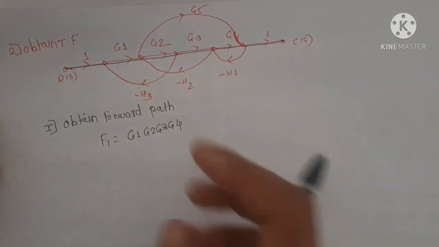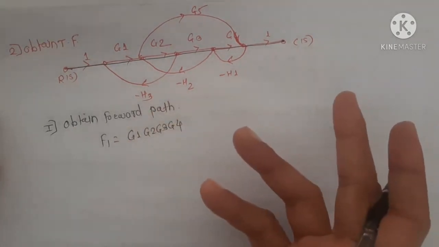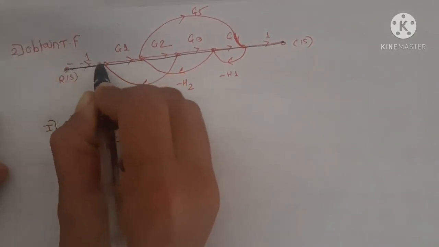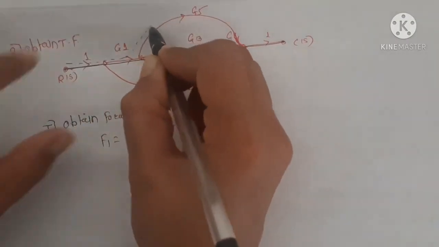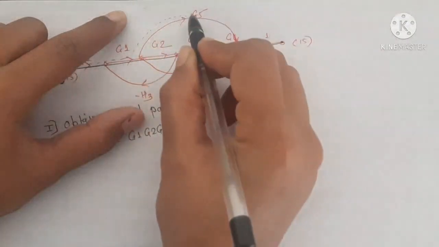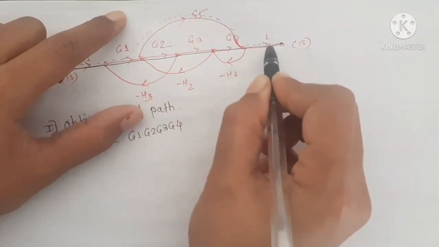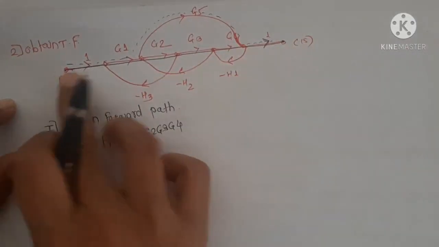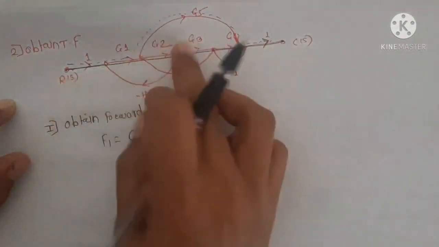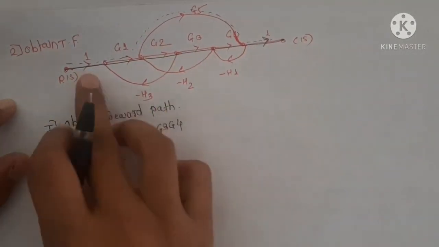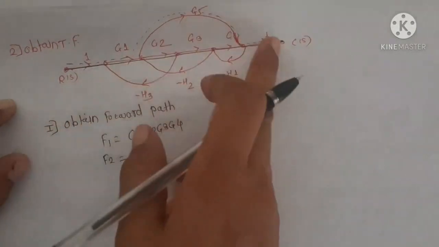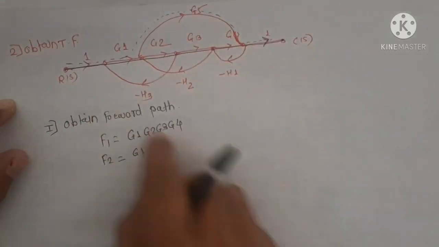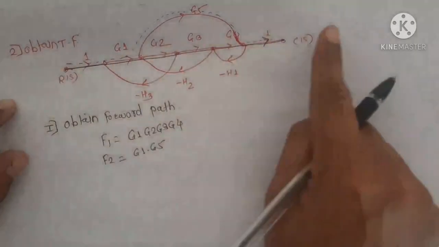Now let's see whether another forward path is present or not. Starting from here, this and this, because you can see that the arrow is towards that direction. So when finding a path, look at the arrow. Starting from this and ending at this, so here two forward paths are present. The gain will be 1 into G1, G5, 1. So G1 into G5. So there are only two forward paths from the input to the output.